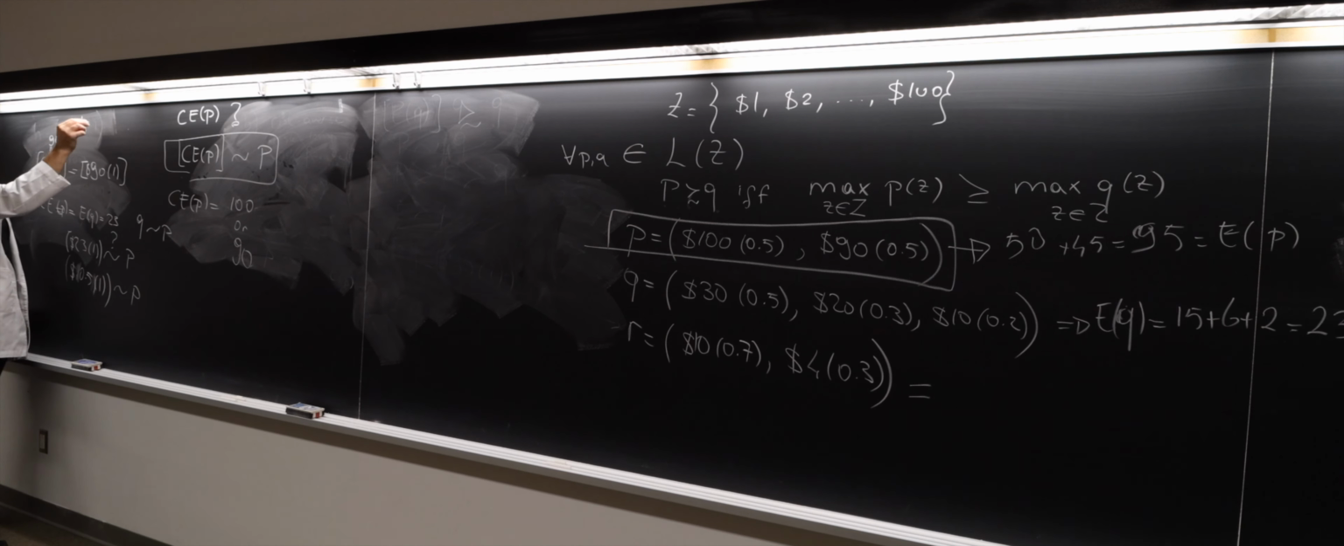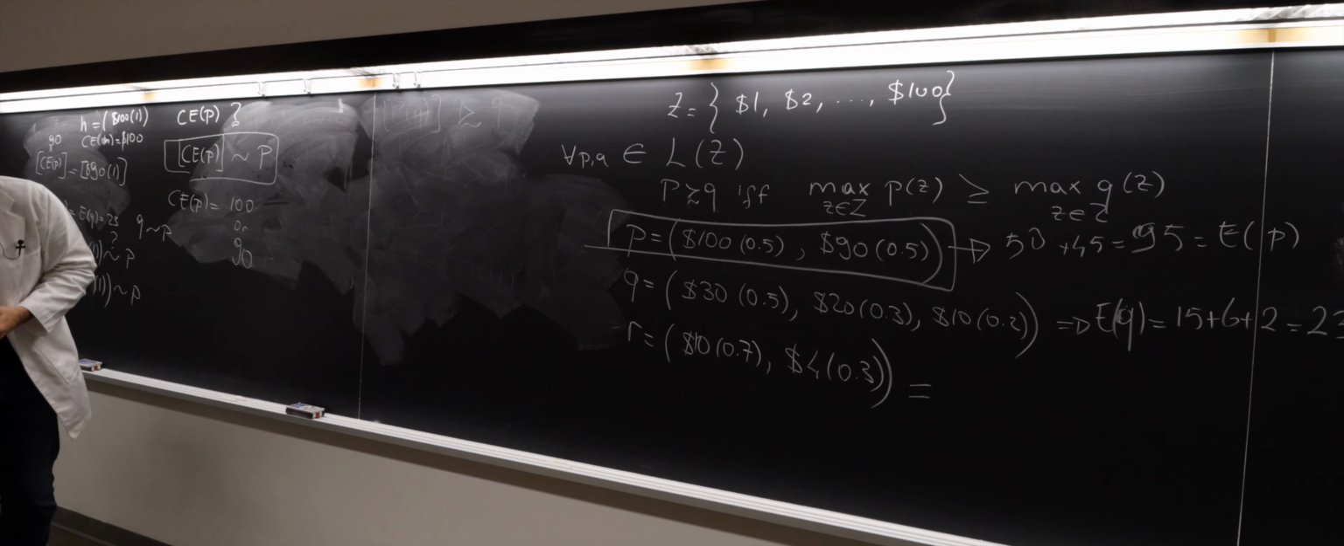If H is your lottery, like $100 with probability 1, well then certainty equivalence of H does exist, and it is $100, right? So if the lottery itself is a degenerate lottery, well then certainty equivalence of that lottery exists. Otherwise, it doesn't exist. So that's a weird preference relation. Just happens to be risk averse.